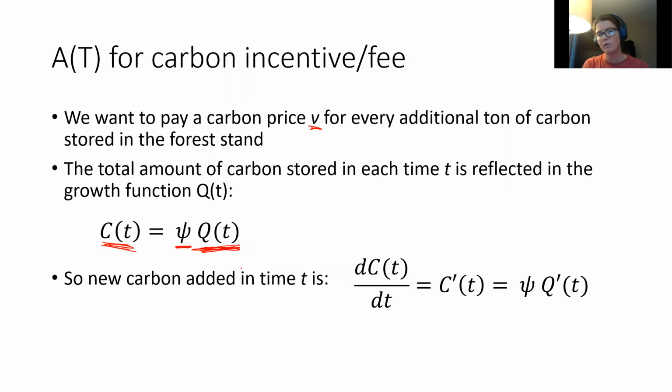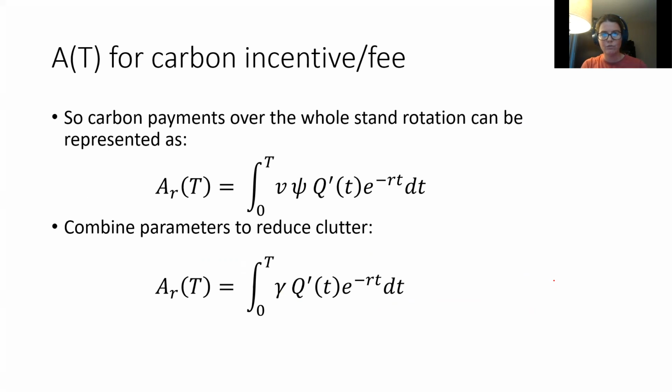That's an oversimplification of how you would actually have to calculate the amount of carbon, but it's not too bad of a simplification. So in each time step, little t, the amount of new carbon that we're adding to this stand is just the derivative of our carbon function with respect to t. That's telling us the tiny change in carbon given some small instantaneous change in time. And so it's just going to be our constant psi times the derivative of our timber volume function. Okay, that's pretty easy so far.